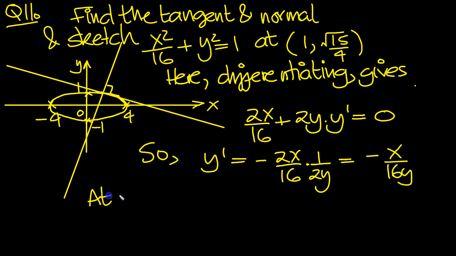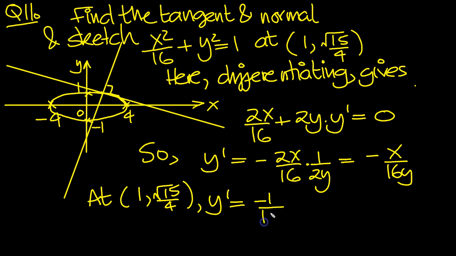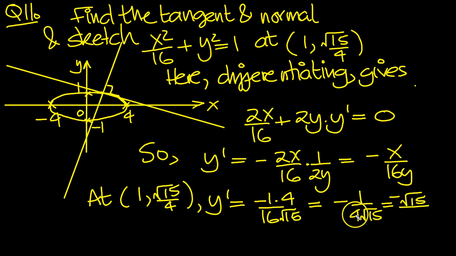At the point (1, root 15 over 4), y dash is equal to, x is 1, so that's minus 1 over 16y, which is root 15 over 4, but the 4 can swing up to the top now. The 4s cancel, so it's minus 1 over 4 root 15, times root 15 top and bottom if we wish to rationalize the denominator. 4 15s are 60. So it can be written as minus root 15 over 60.